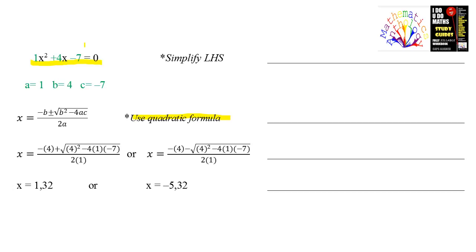So substitute your a, b, and c values into the quadratic formula. x = (-b ± the square root of b squared - 4ac) all over 2a. So x will equal -b, which is -4, plus b squared, which is 4 squared, minus 4 times a, which is 1, and c is -7, all over 2 times a, which is 1. Or you can replace the plus there with the minus here on your calculator and you'll get two different answers, one for the plus, one for the minus. So x = 1.32 or x = -5.32. Those are your two answers there.